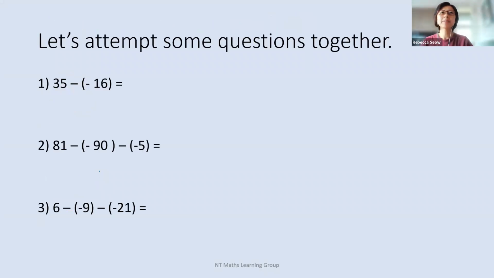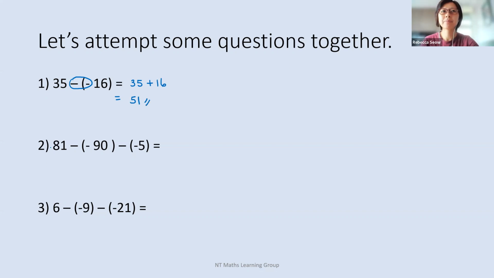Let us try some questions together. So 35 take away -16. So the two subtraction signs can be rewritten as 35 plus 16. And that would give us 51.